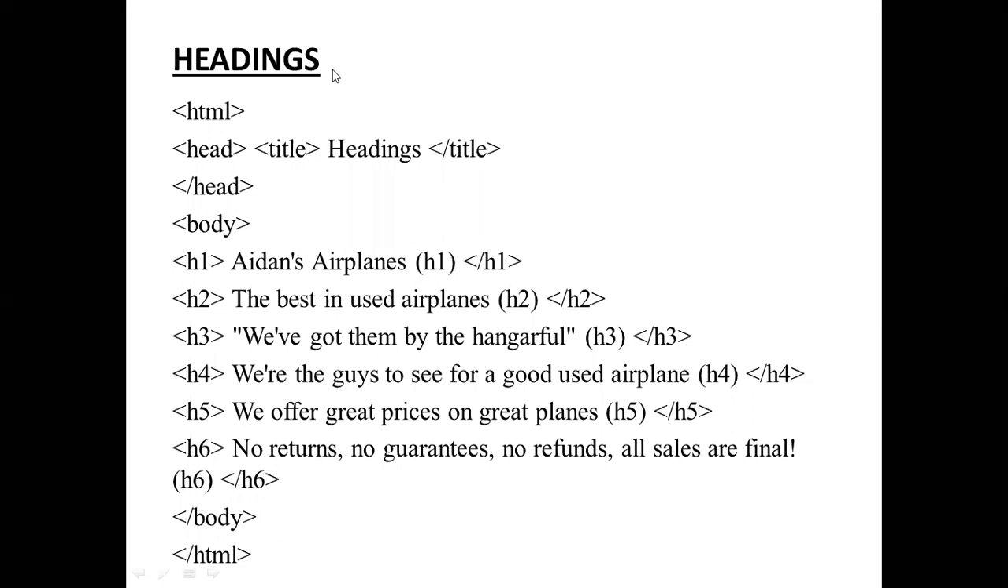In HTML, there are 6 levels of headings from H1 to H6. The size of the font is decreasing from H1 to H6. H1 is 20, H2 is 18, 16. That's it.